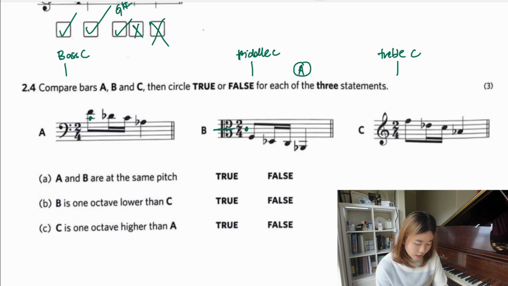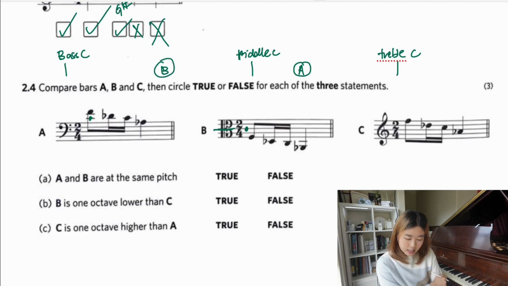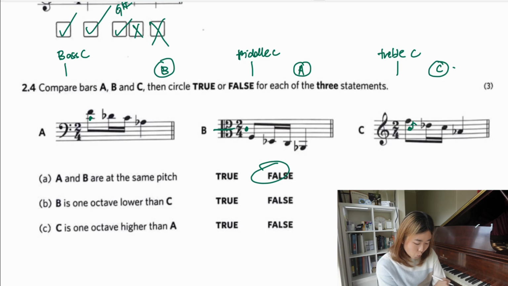This is the alto clef. The middle line is the middle C, so it's starting below the middle C, B. And question C is starting above the treble C. Now based on the table that we have, we will do the question. A and B are at the same pitch, false. B is one octave lower than C, false. It should be two octaves. B is one octave higher than A, that's true.